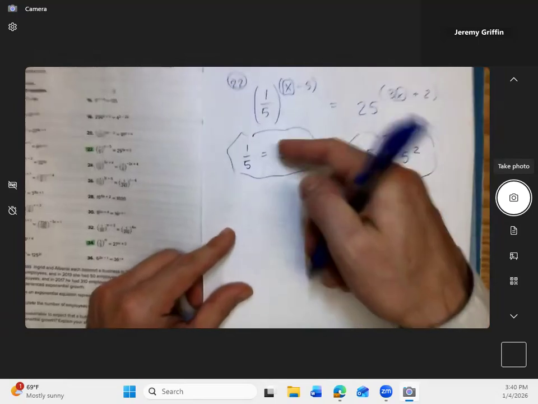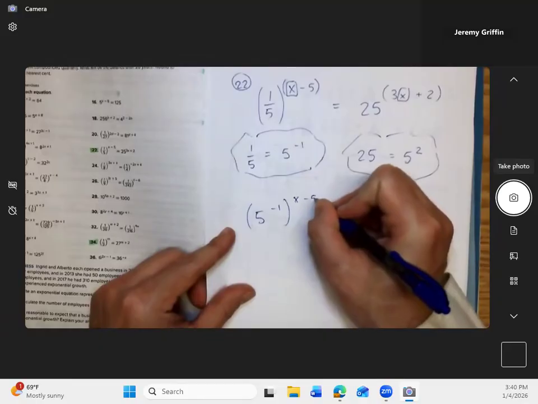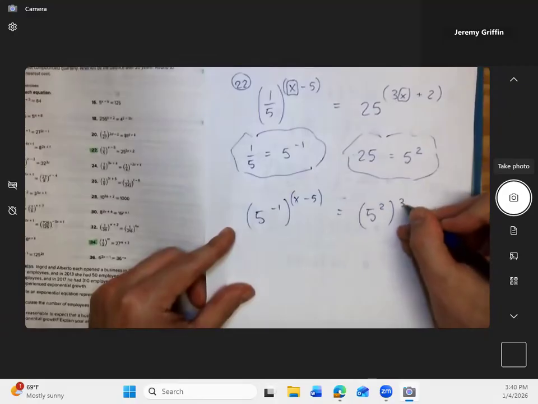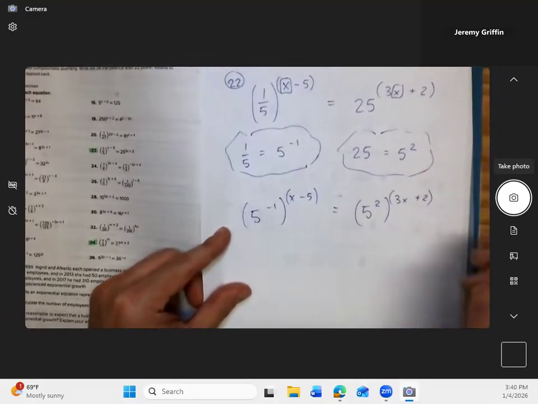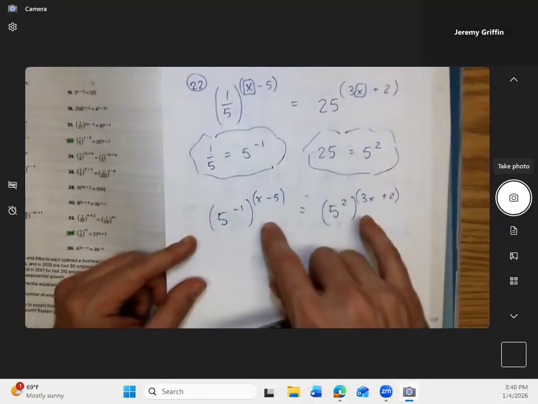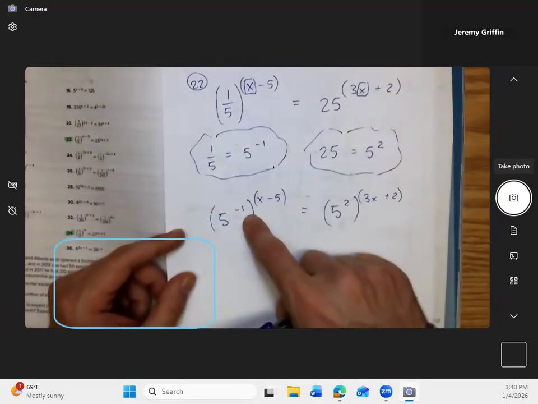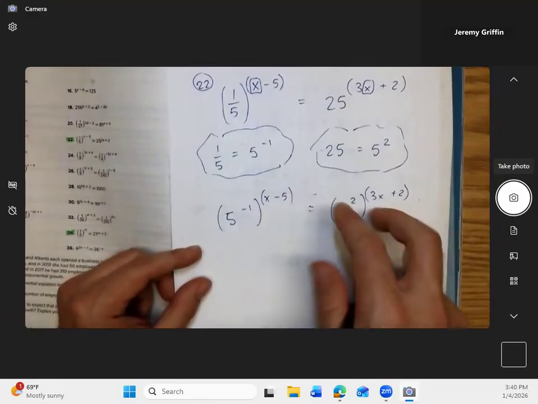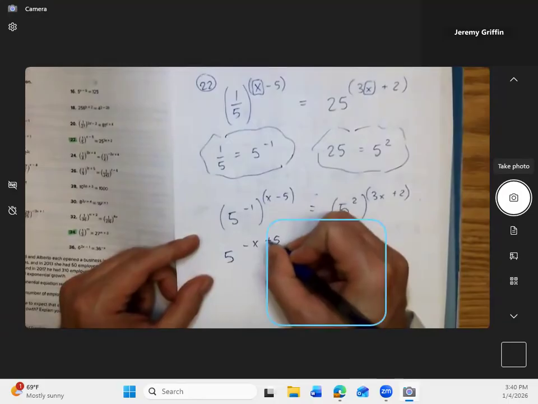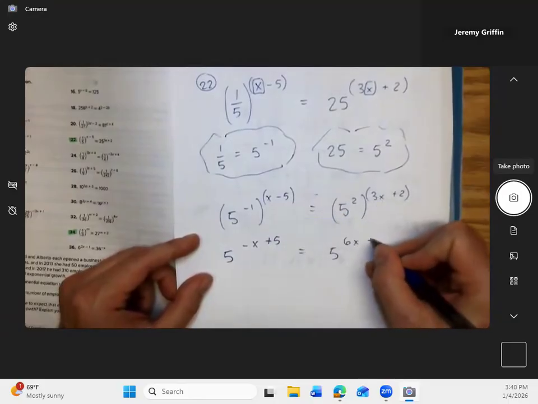Just plug this in. Instead of 1 over 5, I'll say 5 to the negative 1, all raised to the x minus 5. And on this side, it's 5 squared, all raised to the 3x plus 2. Now I remember. This is a lot like some that we did earlier, just that this number is negative. That's the only new thing. So you distribute: power to power, you multiply. That's 5 to the power of negative x plus 5, reverse the signs, equals 5 to the power of 6x plus 4.